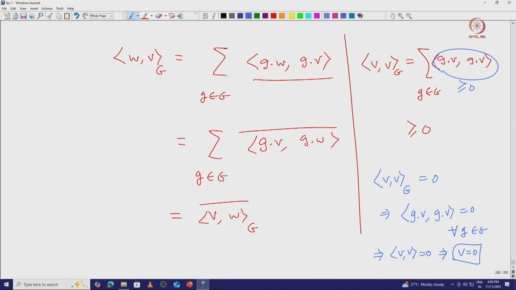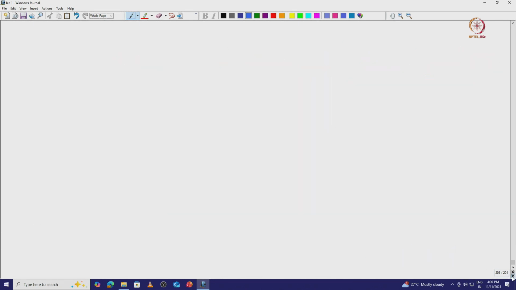So, this goes the other way as well. That means the inner product V comma V with respect to this new inner product is 0 if and only if V must be 0. So, that actually verifies that the new inner product that we defined is indeed an inner product.